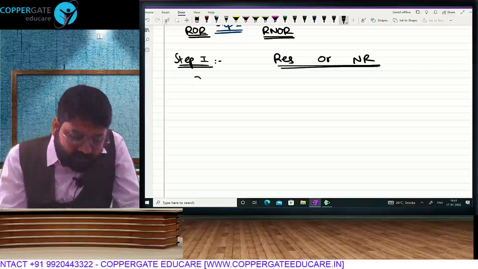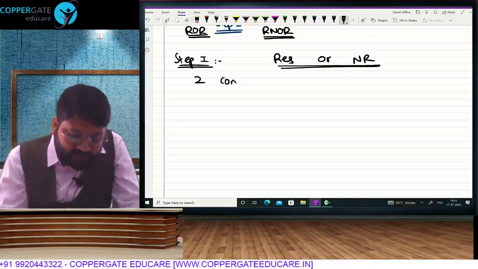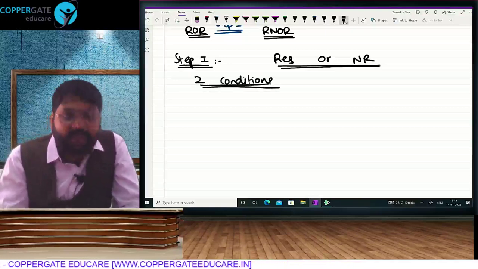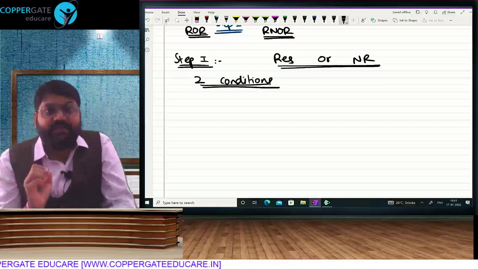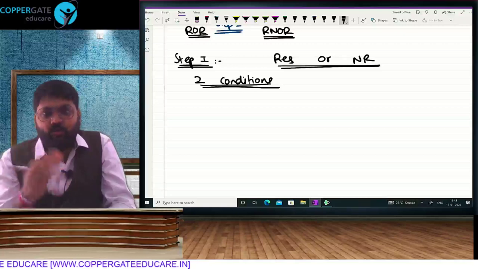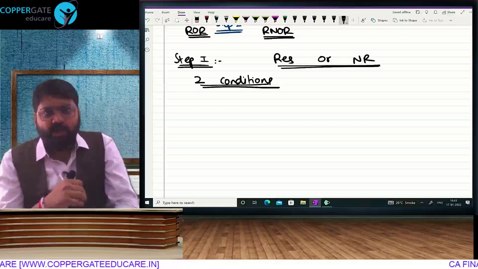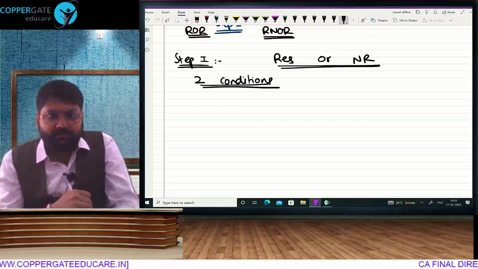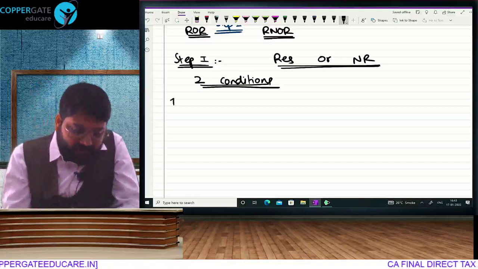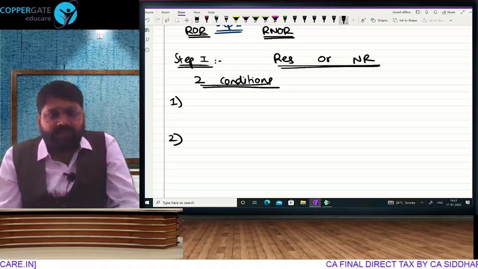They have given two conditions. Section 6, I told you, residential status means section 6 of income tax. Scope of income is given in section 5. Two conditions. So, can I say there will be condition 1 and condition 2? One by one, I will be telling you.